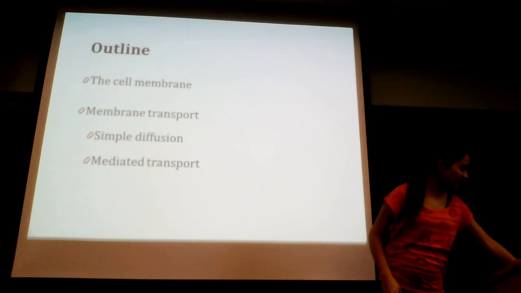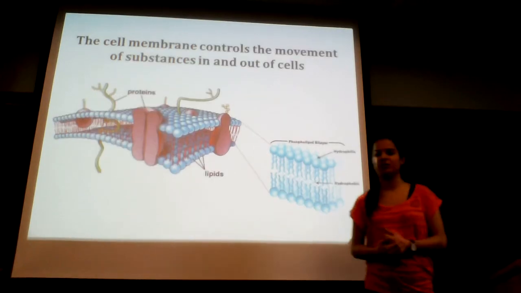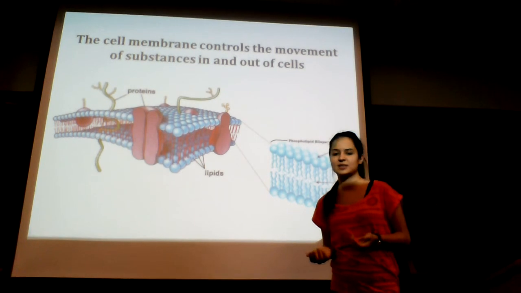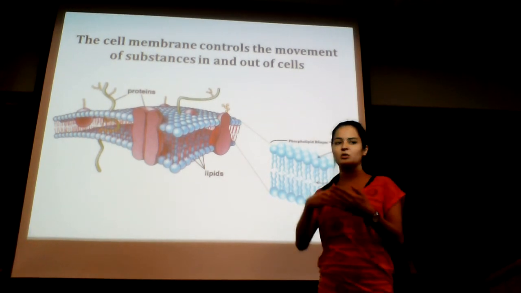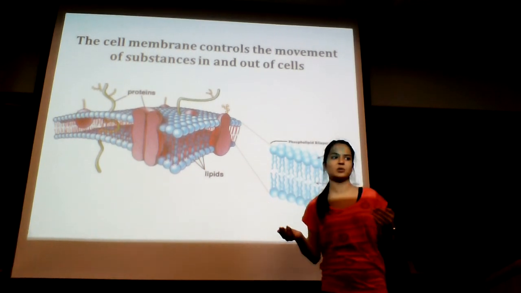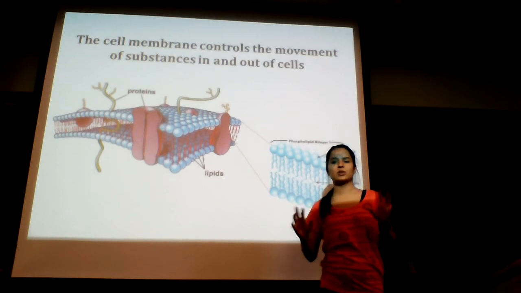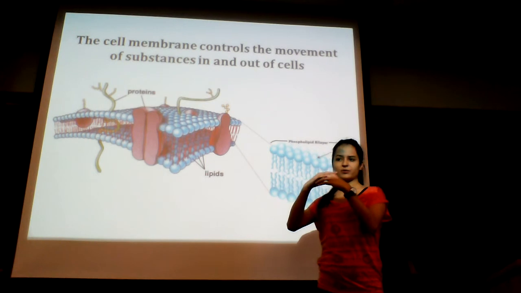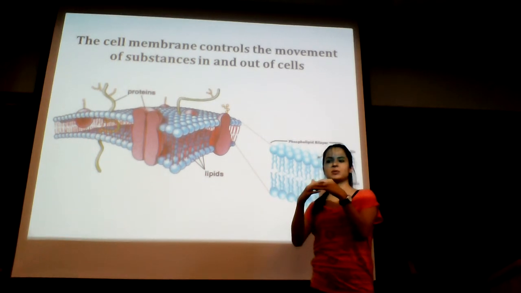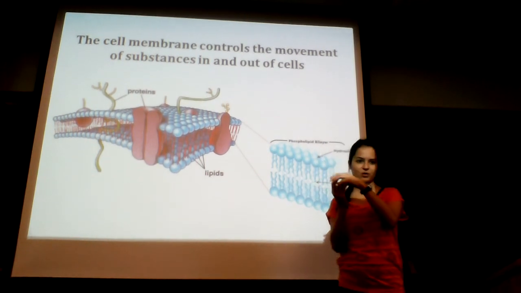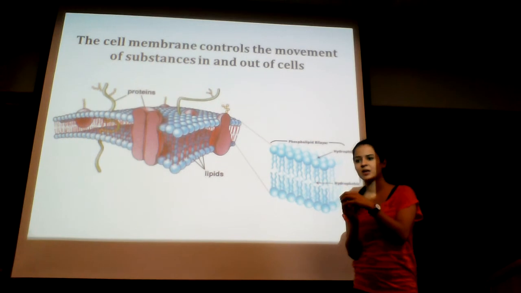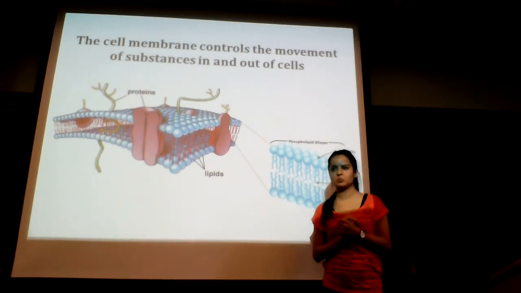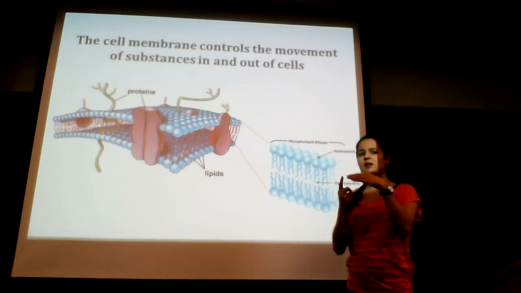Let's begin with the description of the cell membrane. The cell membrane is a biological membrane that separates the interior of the cell from the outside environment. You can consider the cell as a ball. The outer surface of the ball represents the plasma membrane and the interior of the ball represents the cell. And this plasma membrane, or cell membrane, controls the movement of substances in and out of the cell.